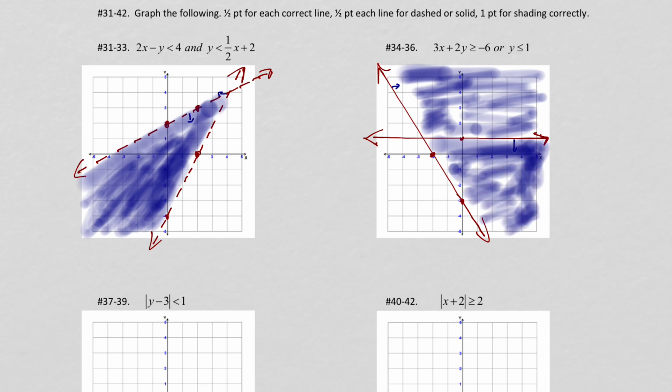And I'm shading everything to the lower side of this line. So down here as well. Now again, if I was after the and, it would have just been this intersecting portion only. But I included this and this because it was the or.